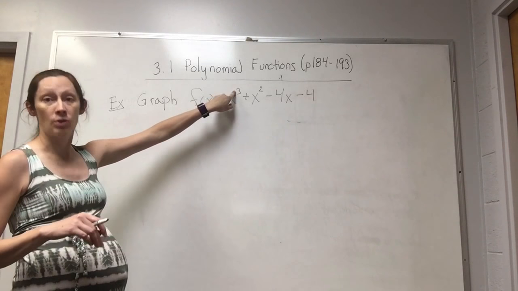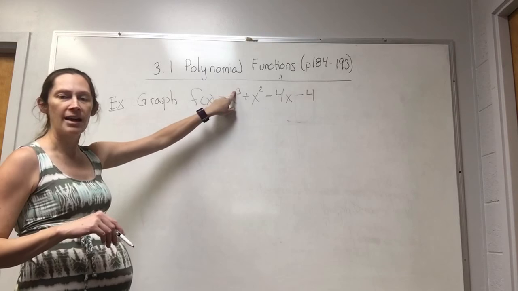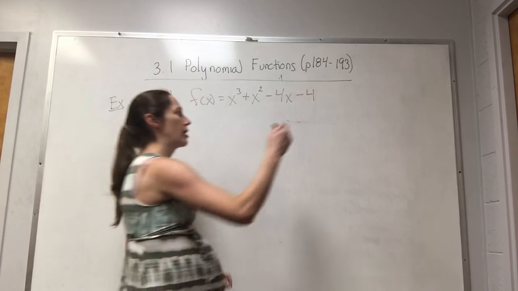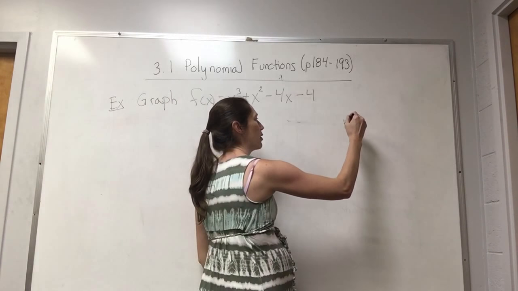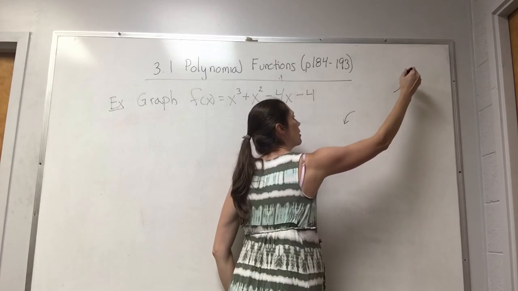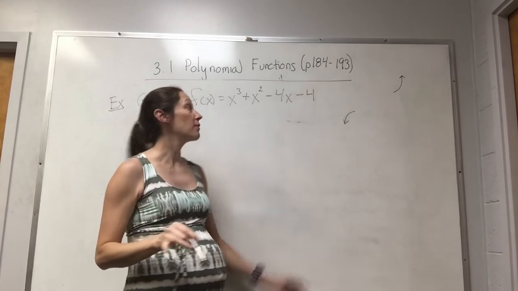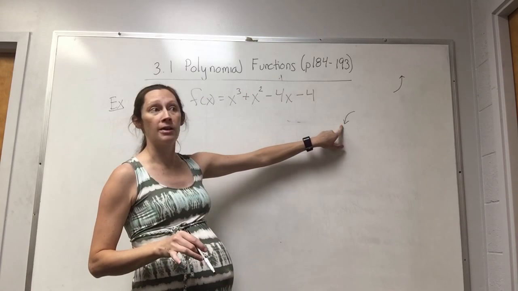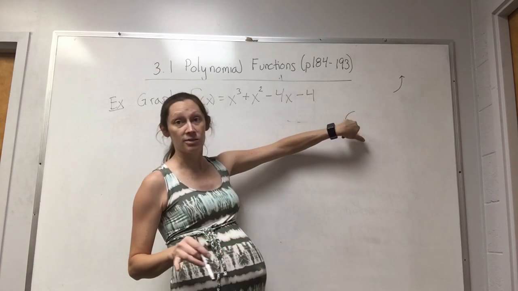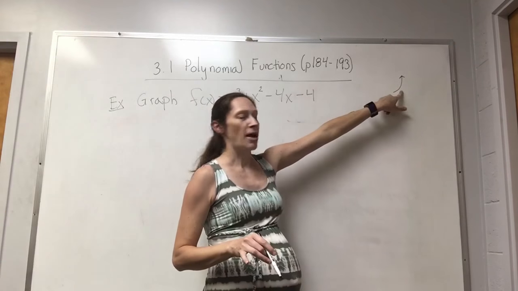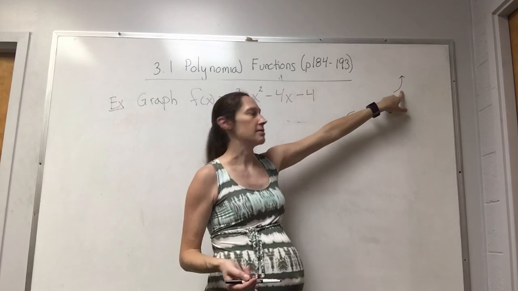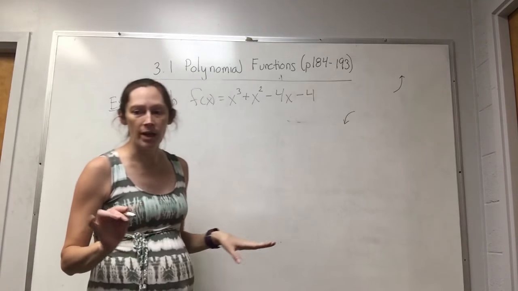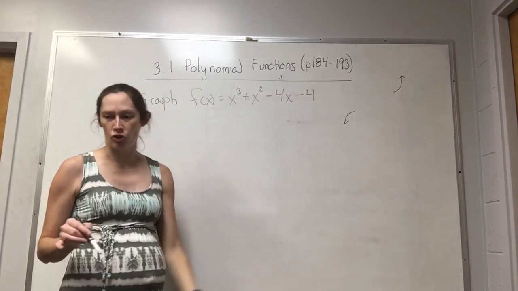I see the degree is 3, okay? So I already kind of know the general shape of this graph. I know that I'm going to have sort of the same end behavior that the x cubed graph had. So the x cubed graph was big negative x was big negative y, big positive x related to big positive y, okay? But I don't know what's going on in the middle because I have these extra terms here.